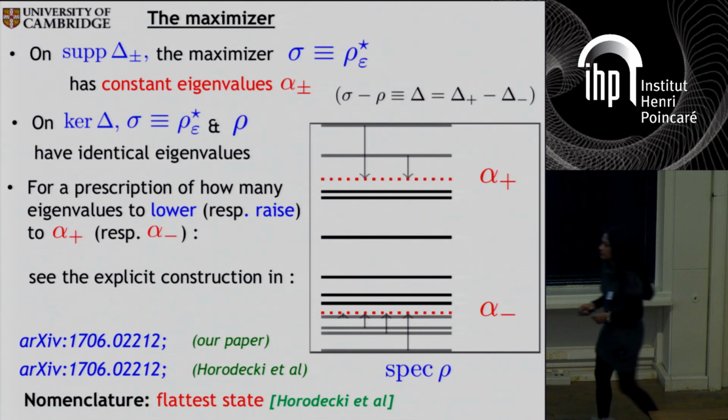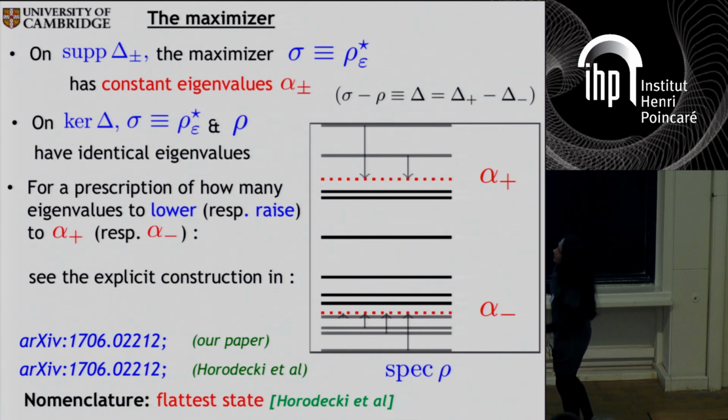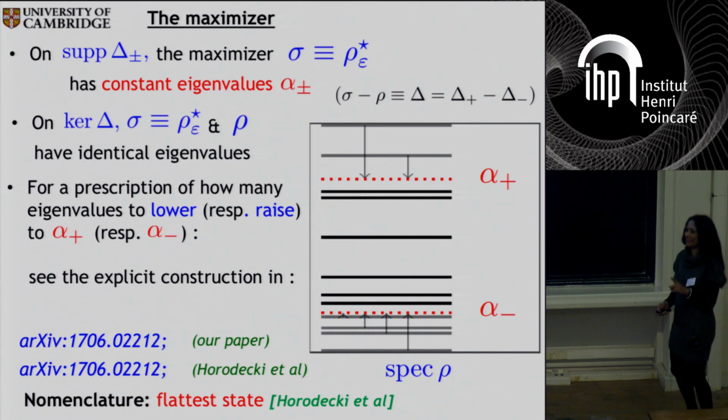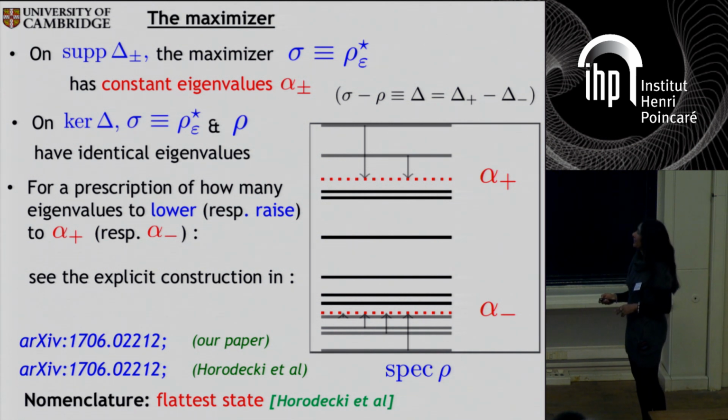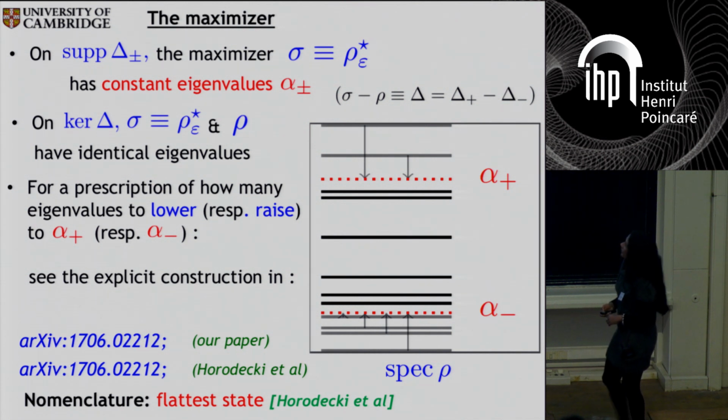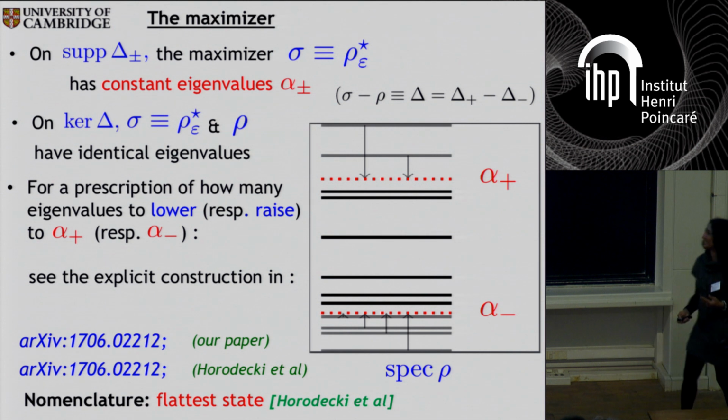Alpha plus minus? Sorry. There has to be at least one typo in the talk. Okay. Yeah. No, it's right. You lower them to alpha plus and raise them to alpha minus. So, sorry, what were you saying? Okay, that was a mistake.